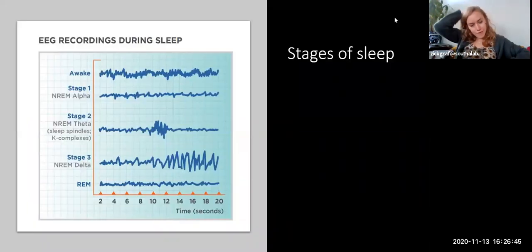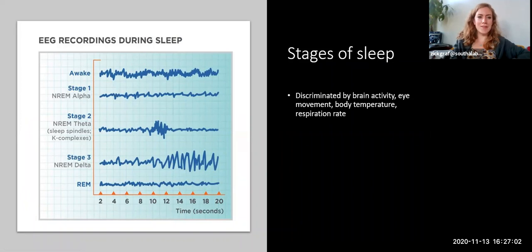Okay, so you may have heard of the stages of sleep, but this graphic depicts them using the type of EEG brainwave patterns that is most common in each of these different phases of alertness and arousal. Like I said, we use EEG recordings, so electrodes placed on the scalp to detect the amplitude and frequency of brain waves. Sleep stages can also sometimes be discriminated by eye movement, so REM sleep, rapid eye movement, body temperature, and respiration rate, so how fast we're breathing. But the primary, most precise way is to look at brainwave patterns.